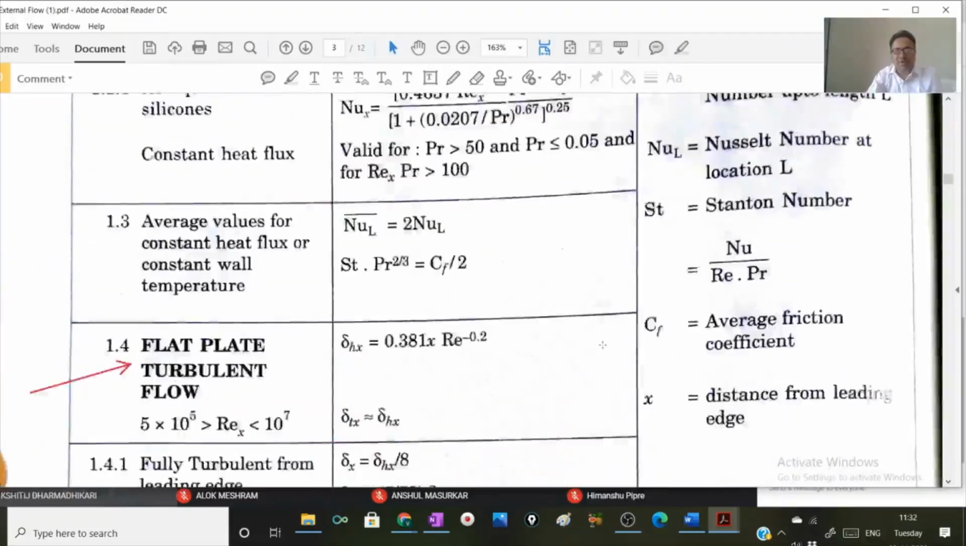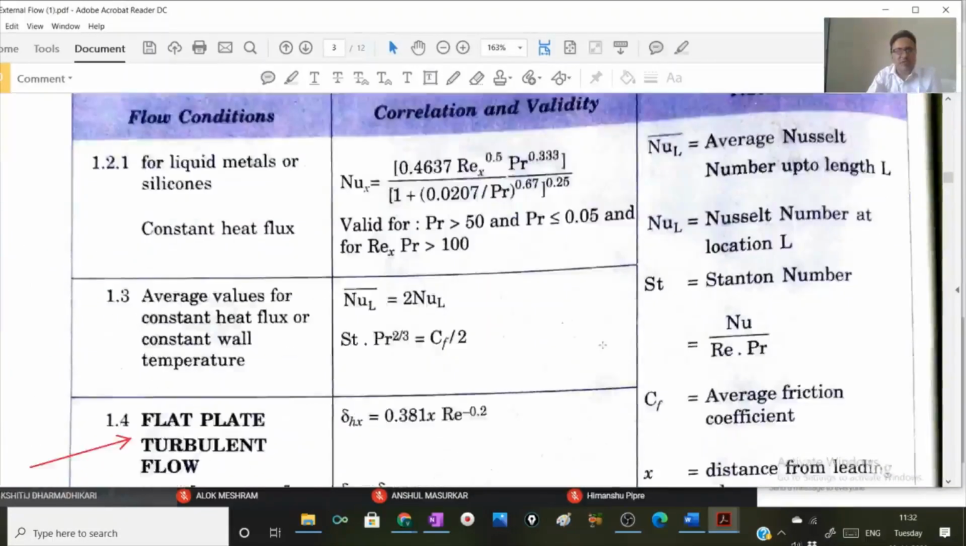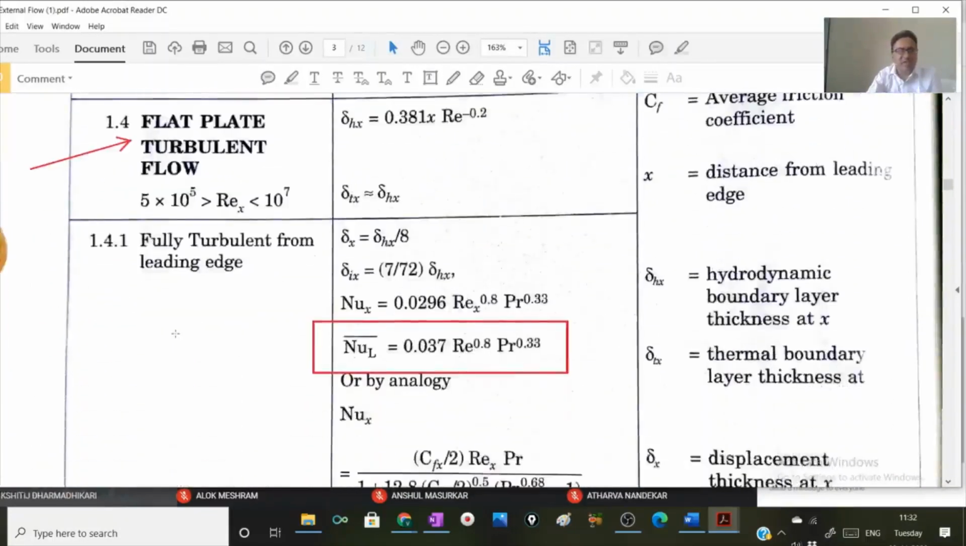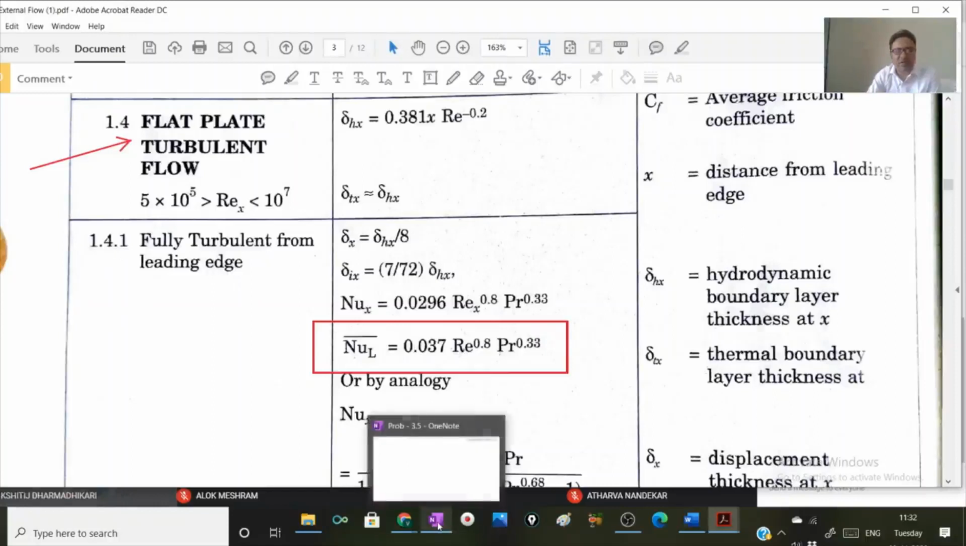So this is page number 114 and equation 1.4.1. This is the appropriate correlation of Nusselt number for our case. I hope all of you have got this expression, page number 114 and equation 1.4.1. Let us get back to our original calculation.